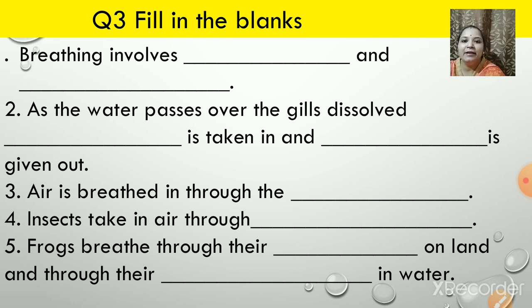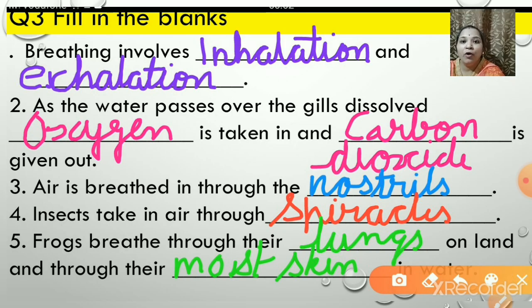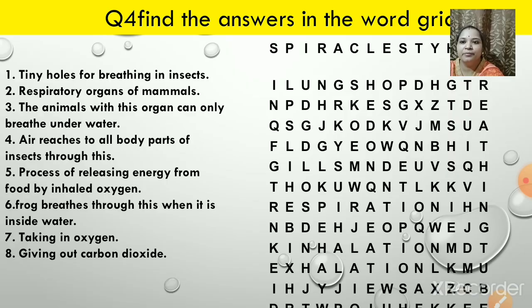So, let us see the answers. Breathing involves inhalation and exhalation. As the water passes over the gills, dissolved oxygen is taken in and carbon dioxide is given out. Air is breathed in through the nostrils. Insects take in air through the spiracles. Frogs breathe through their lungs on land and through their moist skin when in water. So, children, let us see the next question.